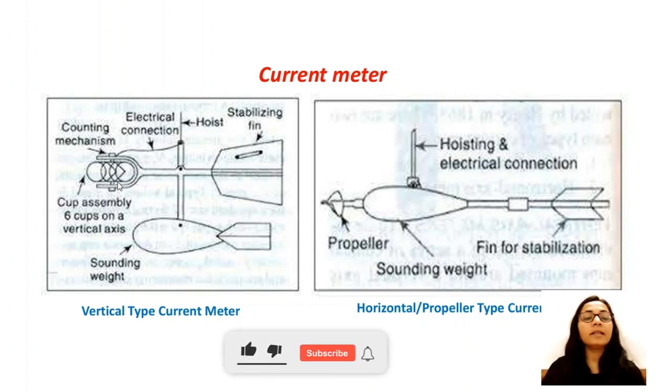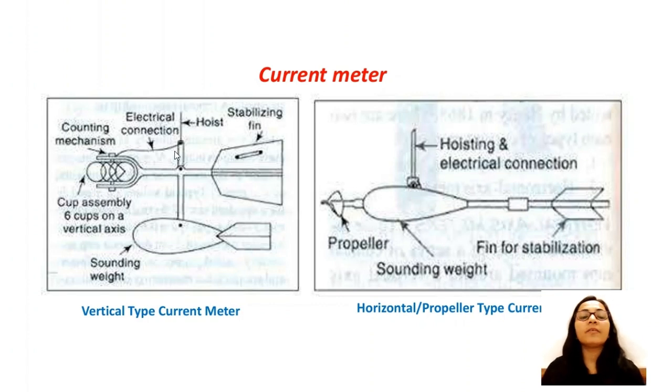The rotating element is these cups, which revolve around this vertical shaft. The revolutions per minute are counted by this counting mechanism and converted into the stream velocity, and a formula is given for how we convert rpm to the stream velocity. There are two types of vertical current meter: one is the Price and the other is the Gurley.